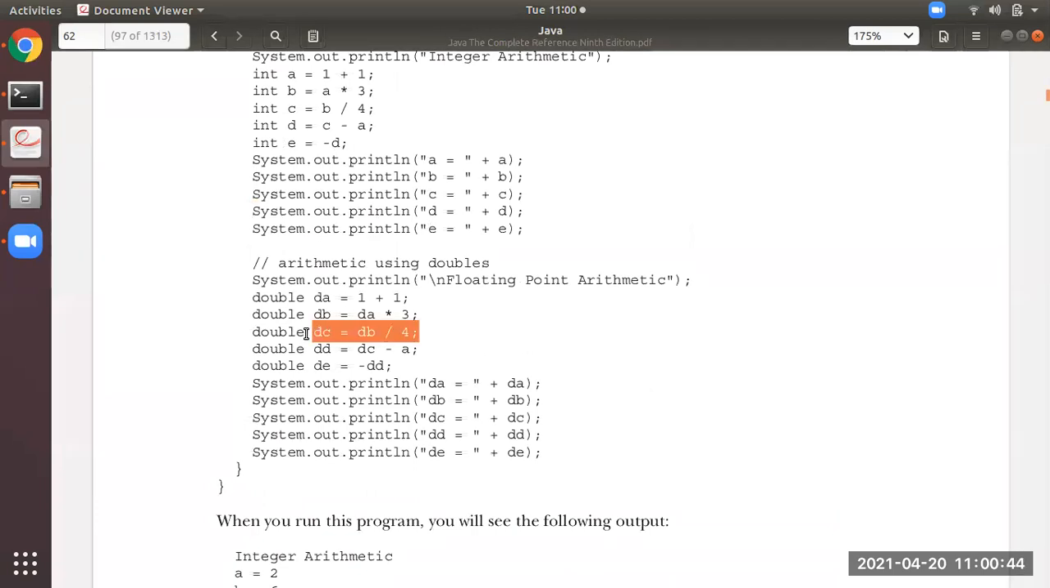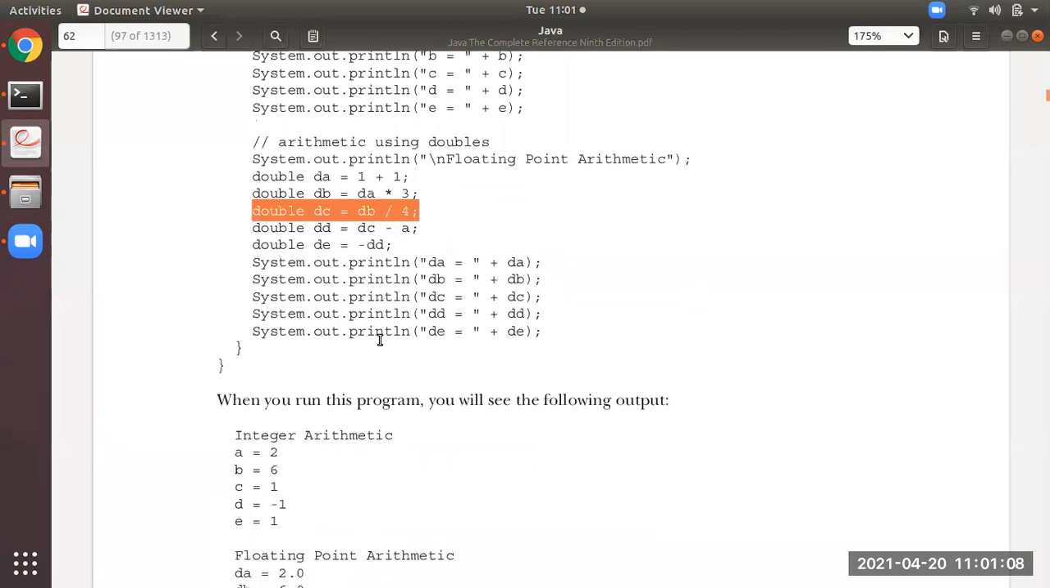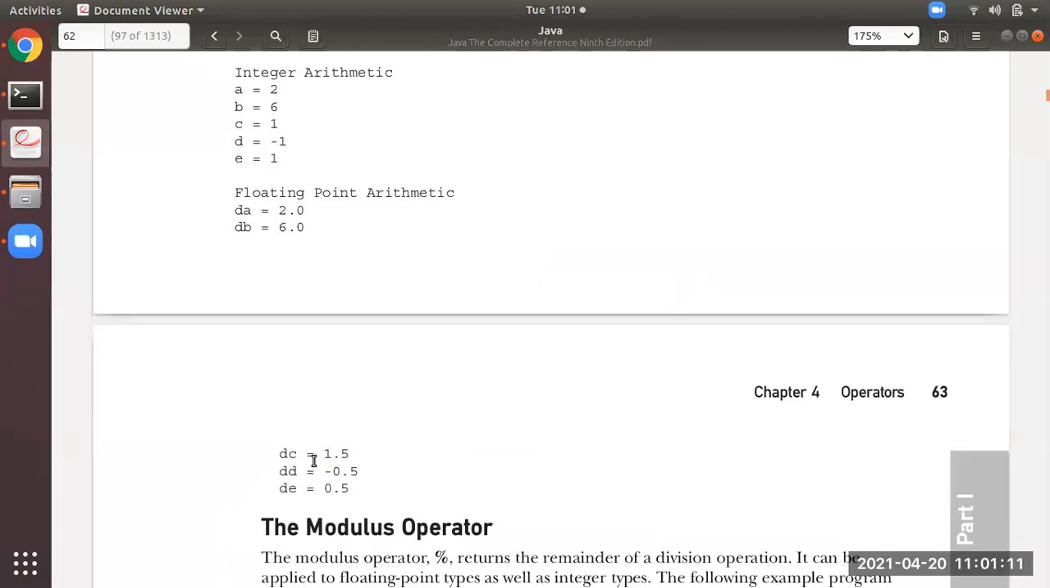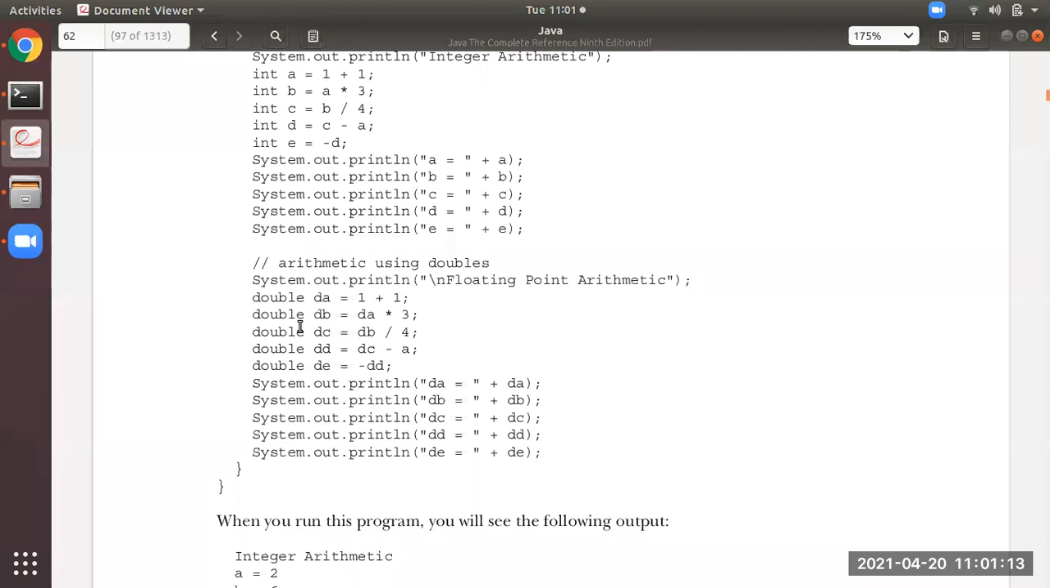After that, you see over here, dA equal to 2. What is dB equal to? 6. Same thing. But here, remember, dC, the data type is double. So dB divided by 4 means 6 divided by 4. Over here, because it is double data type, it will return you the exact value of the quotient, 6 when divided by 4. That is 1.5. You can see why it is giving you 1.5, because the data type is double. Suppose if it is int, it will give you only the quotient without decimal. I hope you all have understood this.